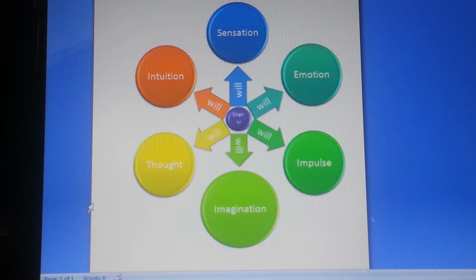Impulse. Is this an impulsive decision to move? Who do I think I am, moving across the country? I mean, who can upstart their lives like that? What about my family? Is this impulsive? But what is the impulse?